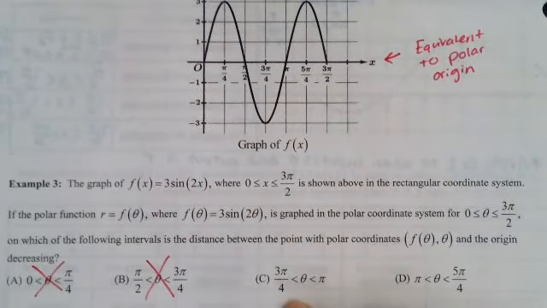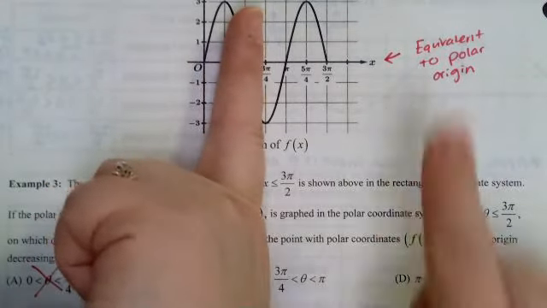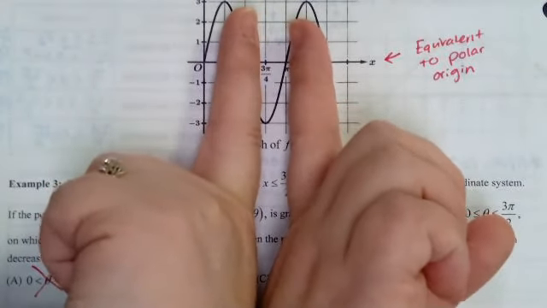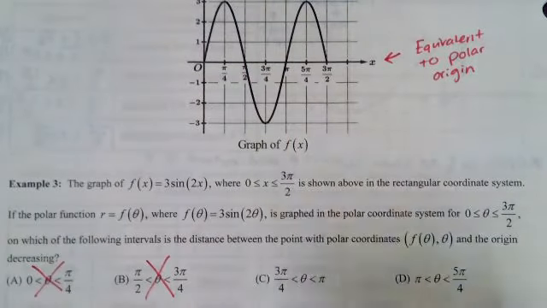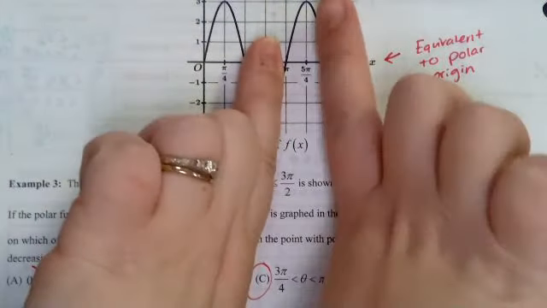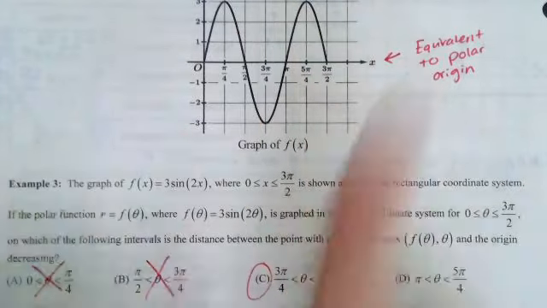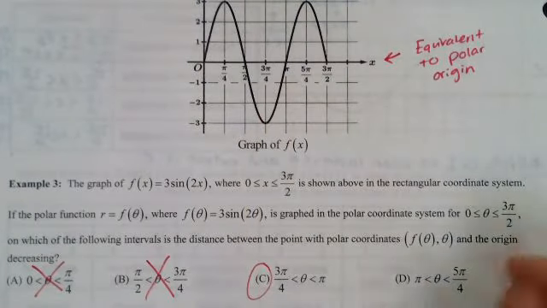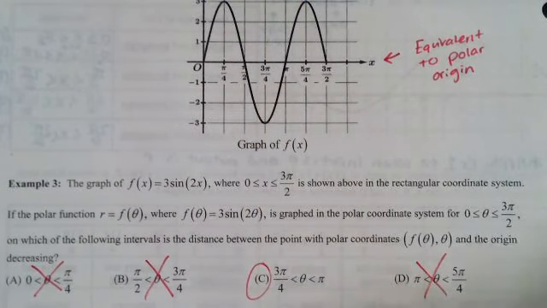The next one is 3 pi over 4 here to pi here. That one is getting closer to the x-axis, meaning that is the one that has that distance decreasing. You can check the last one, pi to 5 pi over 4. That's getting further away, so that's not it either, right? Pick the one where it's getting closer.